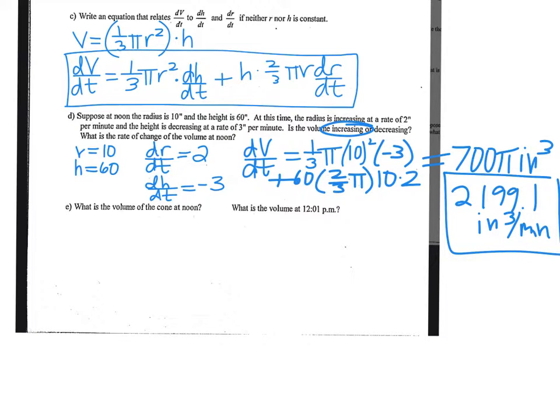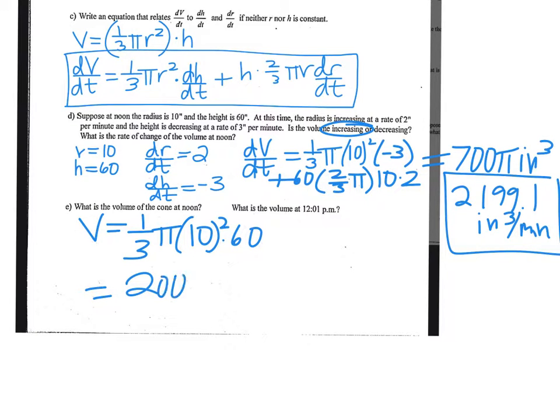All right, what was the volume at noon? The volume at noon, if you go back to the volume formula, is 1/3 pi r squared h. Pi times 10 squared times 60. So the volume was 2,000 pi cubic inches. How do you know that's at noon? Because suppose at noon, the radius is 10.